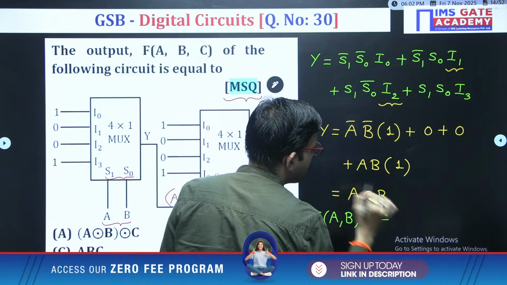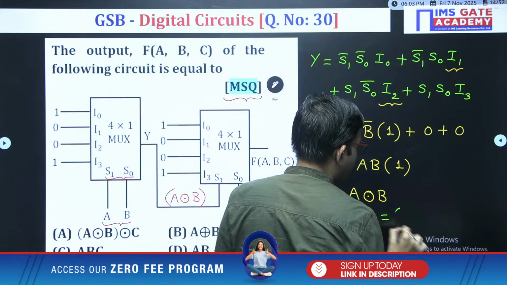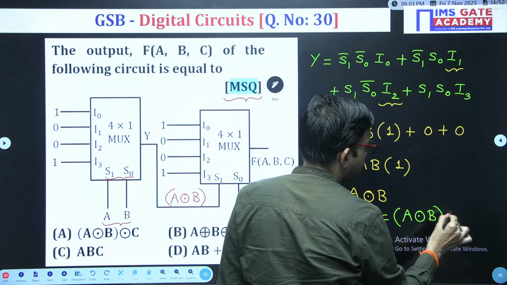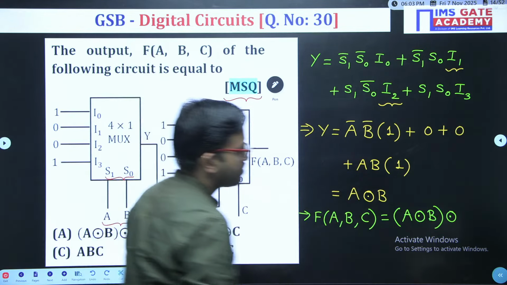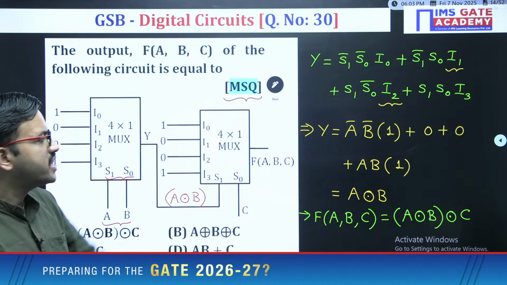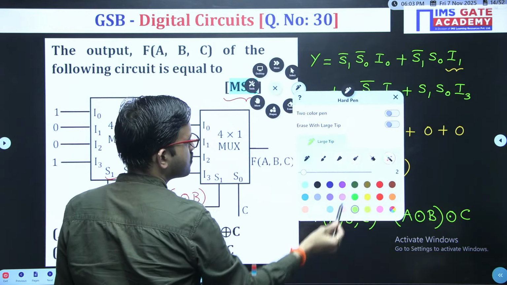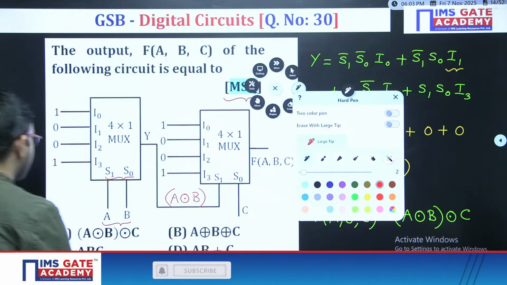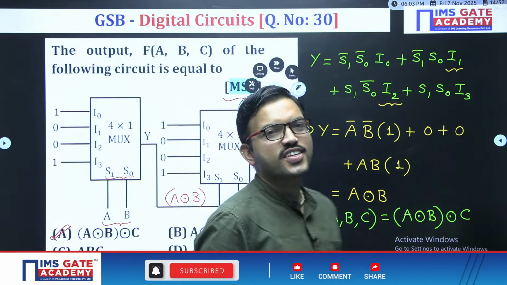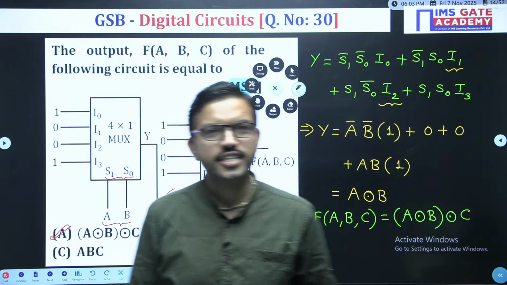equal to, here one selection line is what? A XNOR B. Another selection line you are having is C. Yes, so that is there in option A. Definitely option A is correct. There is no doubt here. Okay, so up to here, many of you got it correctly.